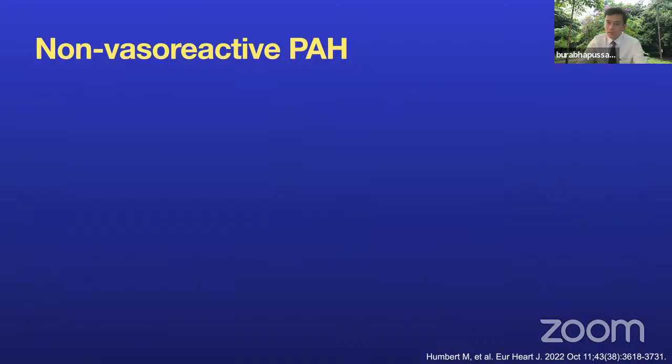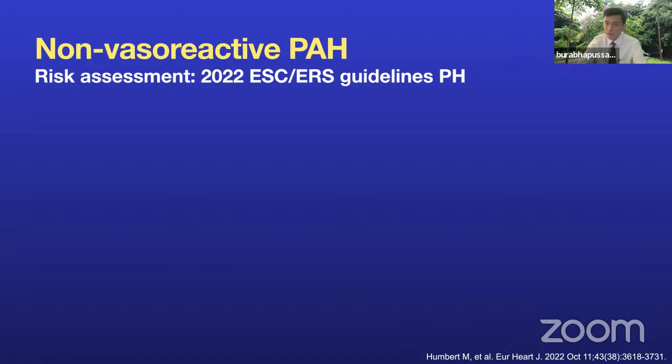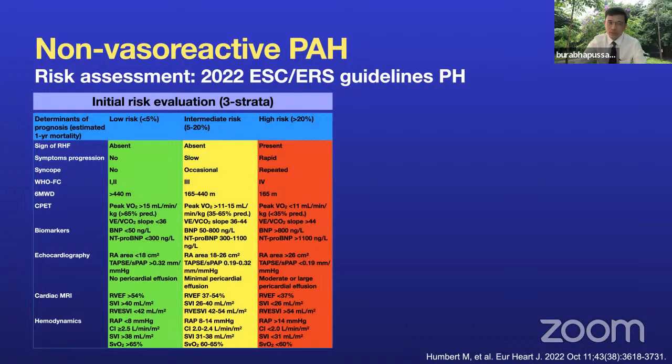When it comes to the latest guideline in 2022, there are some refinements of the risk assessment. The risk assessment has been separated into two groups. The first is the initial risk evaluation, which has three strata: low risk, intermediate risk, and high risk. It is quite similar and the parameters look quite the same as the previous guideline, but there are some changes in the details inside the table. You can see that there are many parameters, and the guideline suggests that we should use as many parameters as possible because we need to clearly see where our patients stand in the risk category.